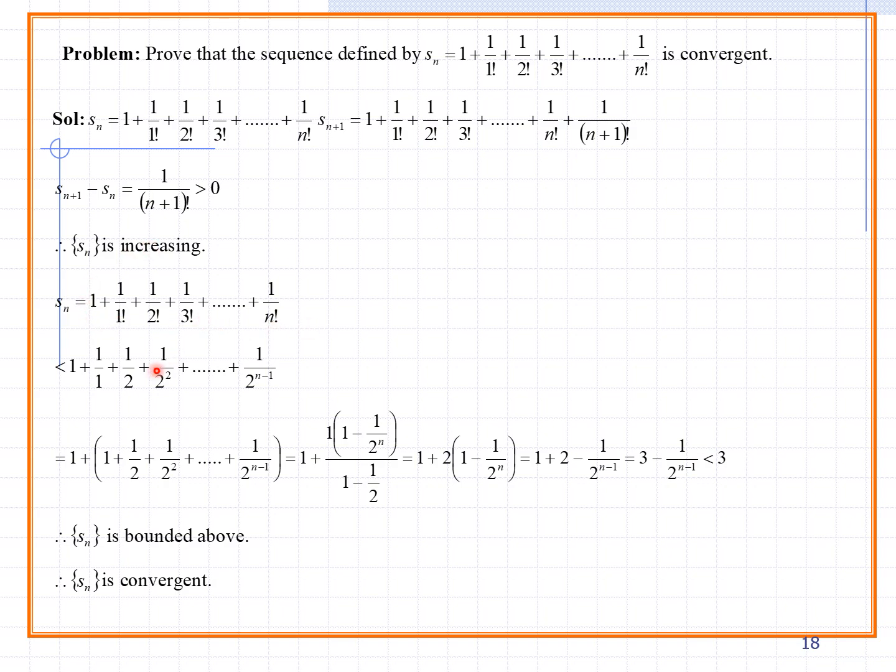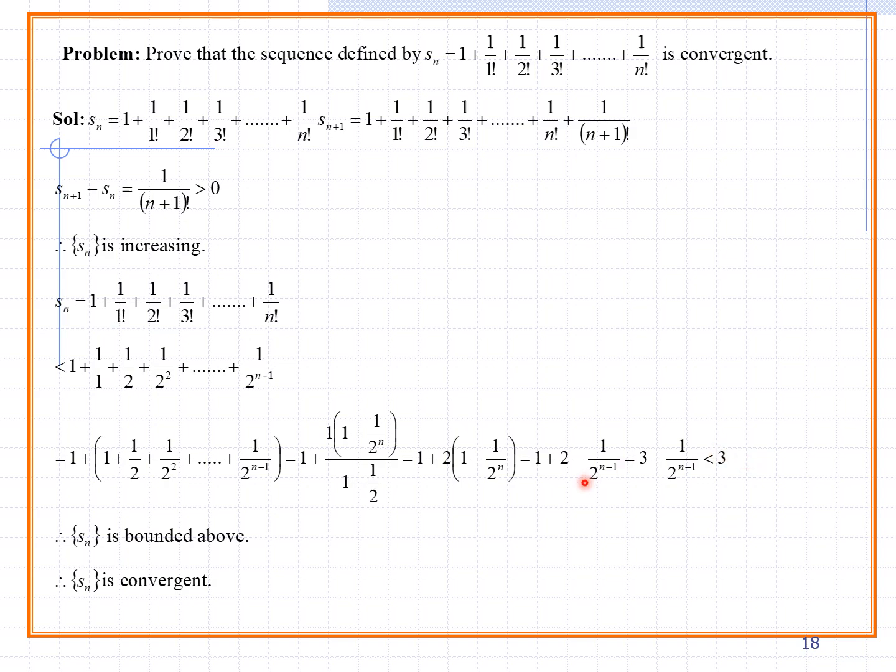So therefore it can be written as 1 plus 1 by 1, 1 by 2 plus 1 by 2 square plus so on plus 1 by 2 power of n minus 1. So this total sequence can be written as 1 plus of 1 into 1 minus 1 by 2 power of n by 1 minus 1 by 2. Once you simplify this, you get 1 plus 2 into 1 minus 1 by 2 power of n. So here 1 plus 2 minus 1 by 2 power of n minus 1, 1 plus 2 value is 3, 3 minus 1 by 2 power of n minus 1 less than 3. You can remember this, 3 is the upper bound. 3 minus 1 by 2 power of n minus 1 is the lowest upper bound.